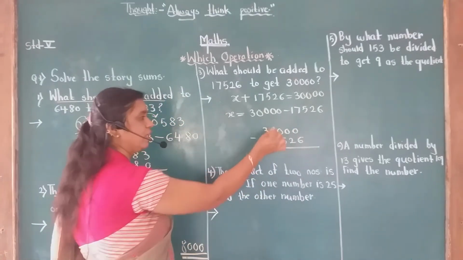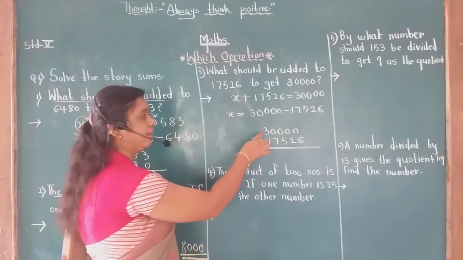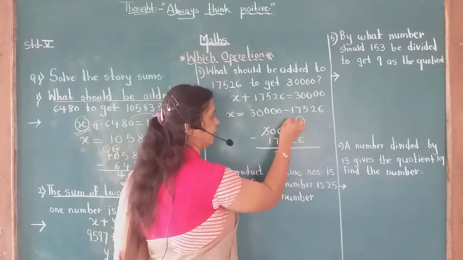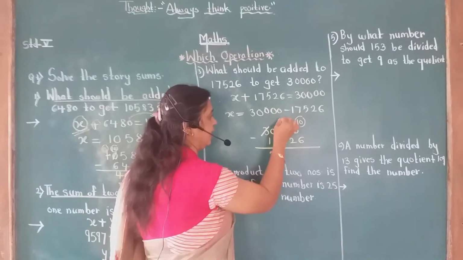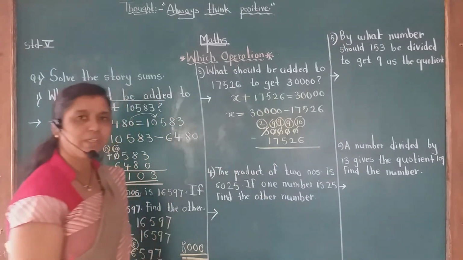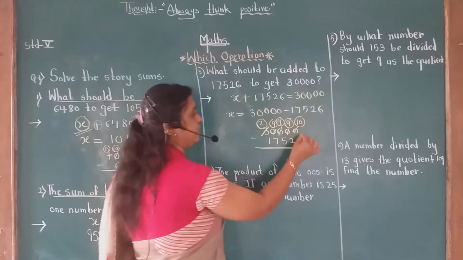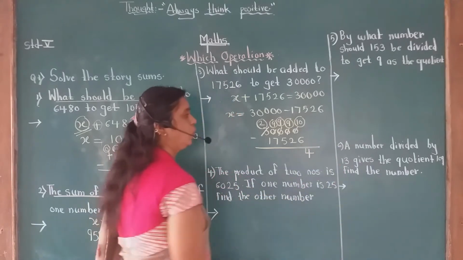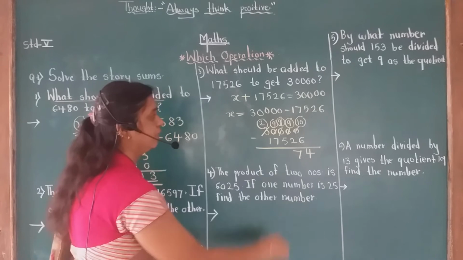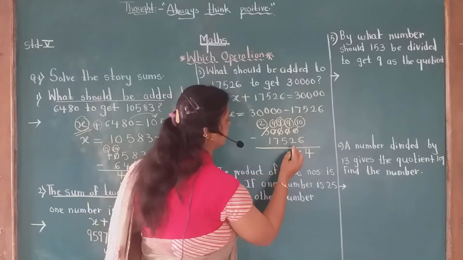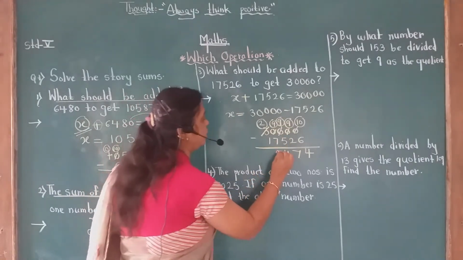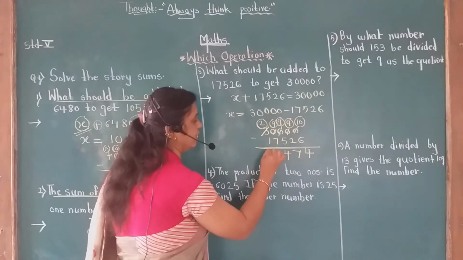Now see here, 0 minus 6 is not possible. Here also 0, here also 0. So borrow will be taken from this number. So here will be 10, here will be 9, 9, 9, and here will be 2. Understood? Now 10 minus 6 is 4. 9 minus 2 is 7. 9 minus 5 is 4. 9 minus 7 is 2. And 2 minus 1 is 1.